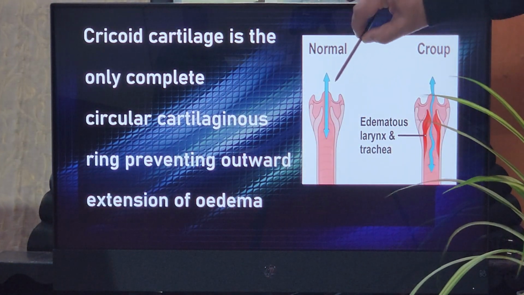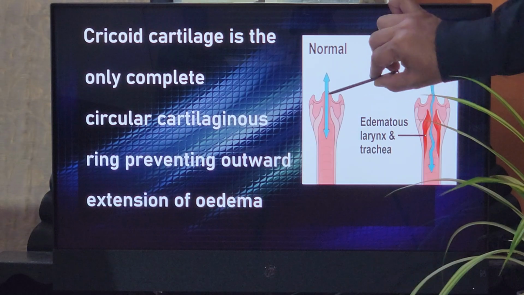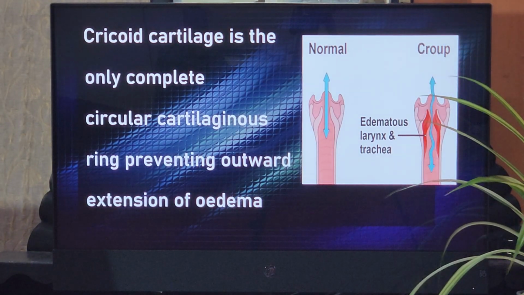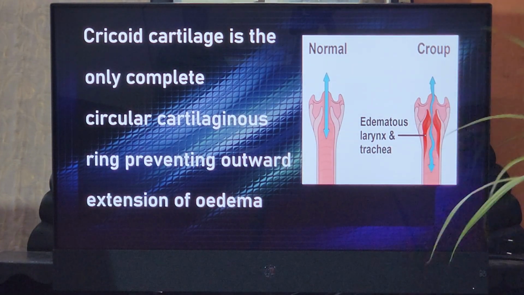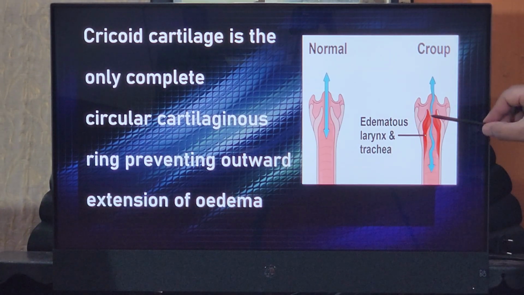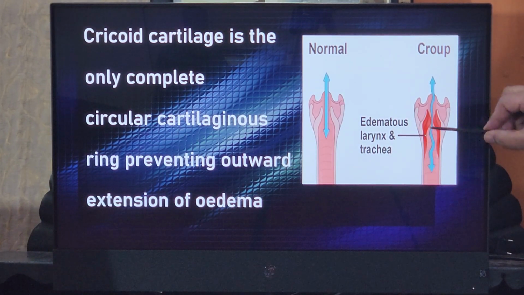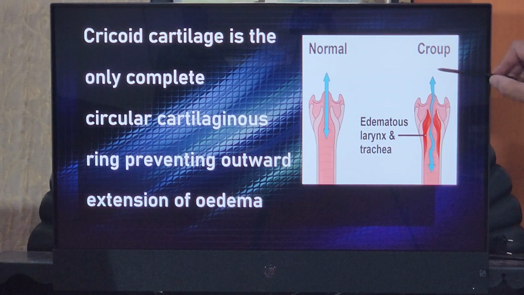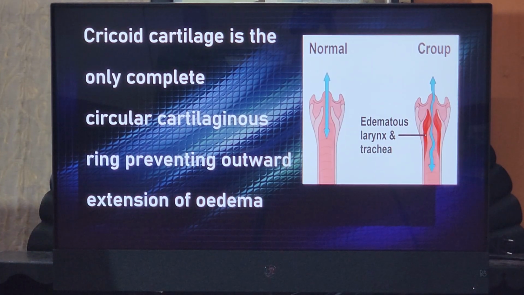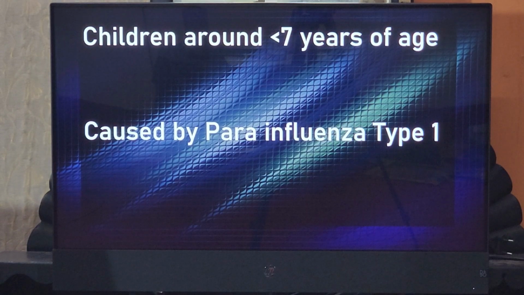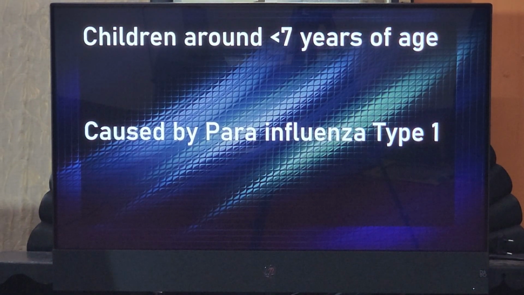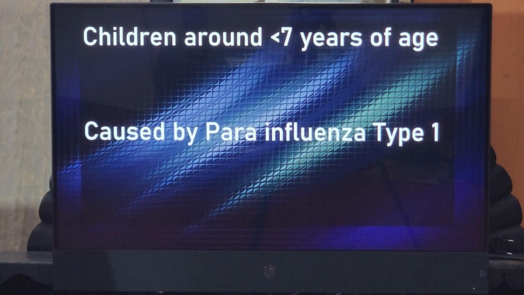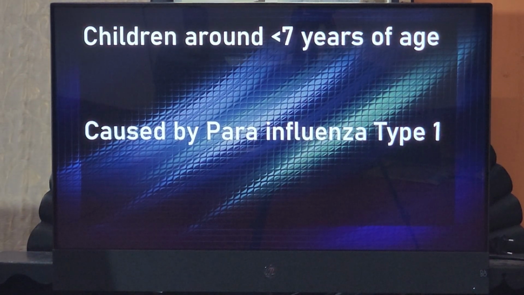Now this is a picture where you can see there is no edema or swelling, the airway movement is normal, it's patent. But in the second one, you can see the whole subglottic area is edematous. Actually the whole system will be edematous, with more effect on the subglottic area, so it hampers the normal flow of air. It's usually seen in children less than 7 years of age, and it is due to a virus called parainfluenza type 1 virus, which is the most common type.